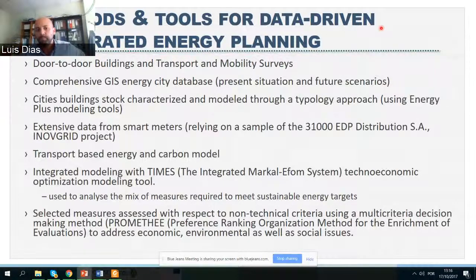However, I will present the potential of this kind of information that is being applied in a lot of cities, how this information can be used in the proper way, and how it can support some of the city energy system characterization. Also, for transport, I will talk about the transport energy and carbon model, and a little bit about the TIMES model, which is an integrated modeling tool. It was the core tool used for modeling the city energy system, and was used to analyze the mix of measures required to meet the sustainable energy targets of the city.